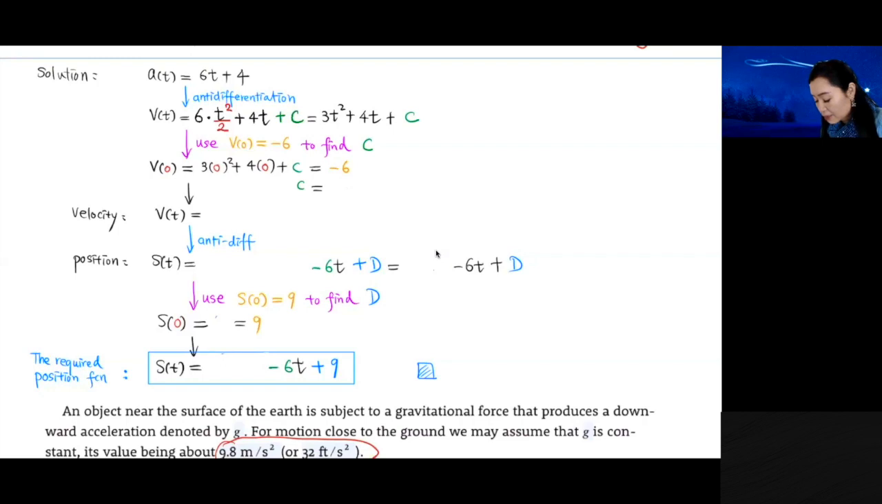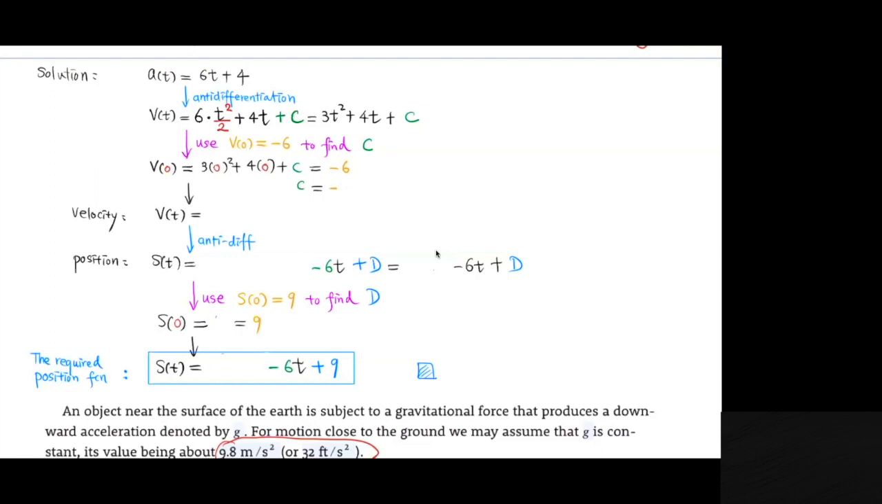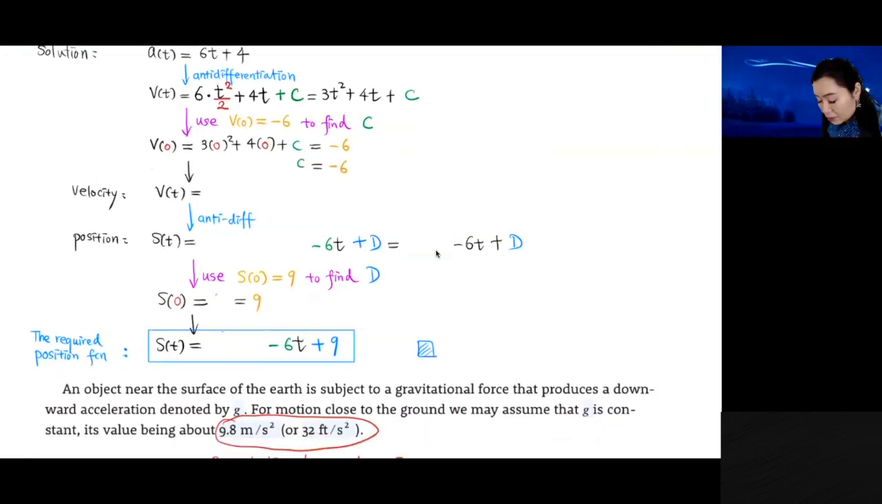So we get 3 times 0 squared plus 4 times 0 plus c on this side, and that's equal to negative 6. Now solving this, what does c equal to? Negative 6. You got it. Substitute this negative 6 back to c. We got the velocity function is 3t squared plus 4t minus 6. That's the velocity function. Now we want to get to the position function.